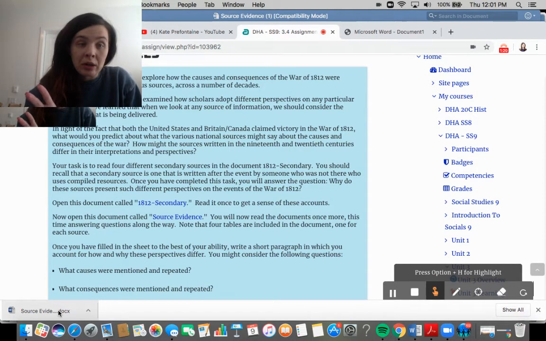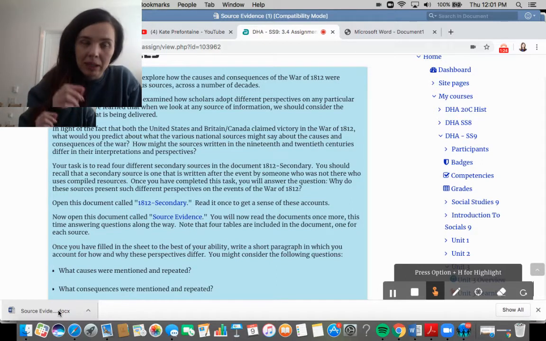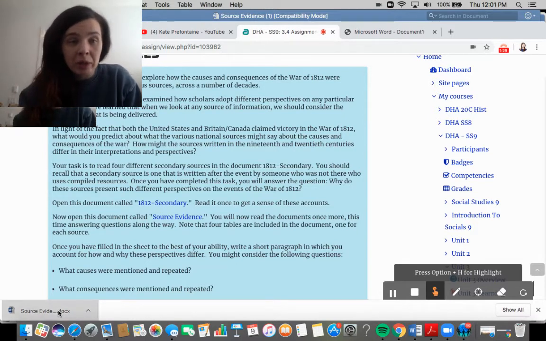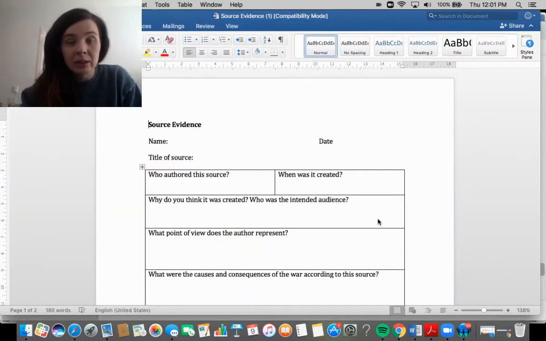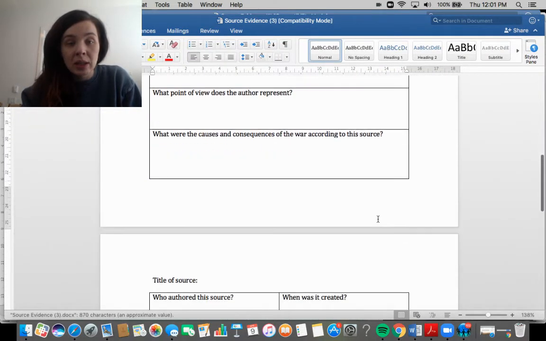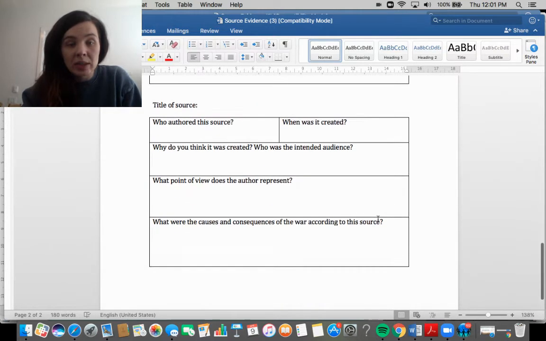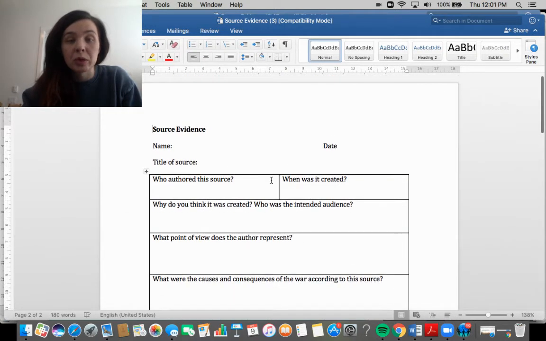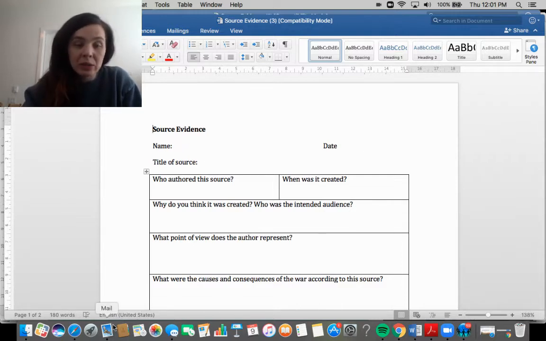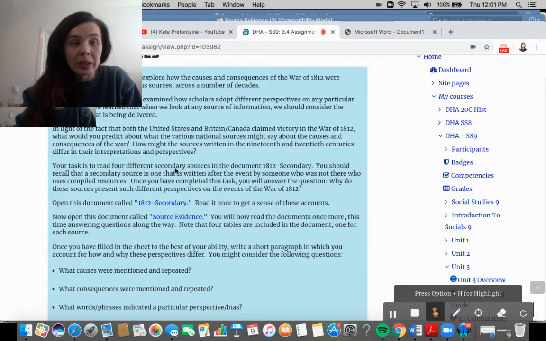Again, if you're having issues with opening any Word documents, I have a video on the main page on how to convert any of those Word documents into a Google Doc for you. But either way, we're going to open it up and it looks like this. It's got 4 different boxes. They look basically all the same, but there are 4 different boxes for the 4 different sources. You're going to put your name, you're going to put the date, and where it says title of source, that is where you're going to start plugging in information from this piece right here.